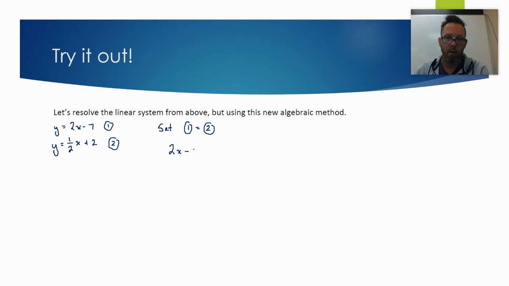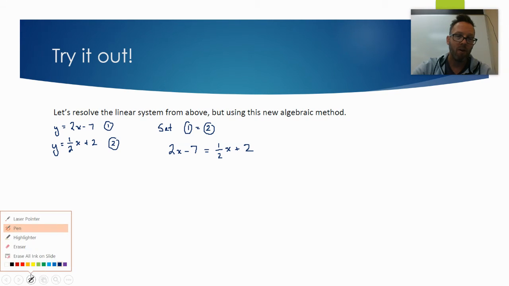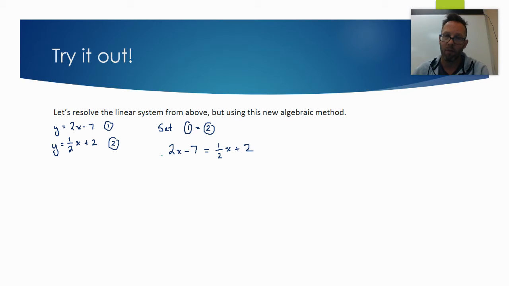Well, equation 1 on the right side is 2x minus 7, and equation 2 on the right side is 1/2 x plus 2. We can do this because it's y and y. Those are equal, which means the right-hand sides can be set equal too. This is an equation where we can use some of our various strategies to solve. We do have a fraction there, so let's clear it. In this case, it's only one fraction, so we're going to multiply the entire equation by 2.